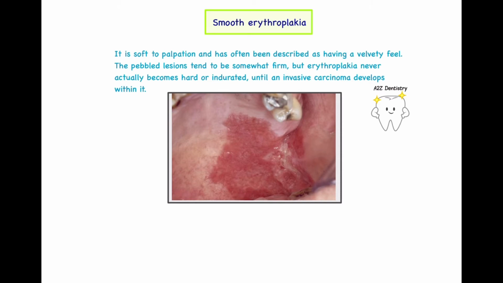However, the consistency can be described as firm in some cases, and also in cases where the nodular element is very much prominent. In that case also the lesion might feel as somewhat firm kind of a lesion. Because of the pebbly surface also, the consistency might be palpated as firm. However, if at all carcinoma develops in such cases, right, in long standing cases, then the surface might become hard and induration may be present, but that would go more in the favor of carcinoma.